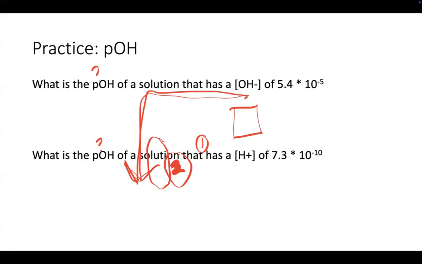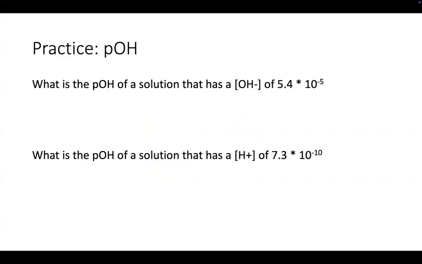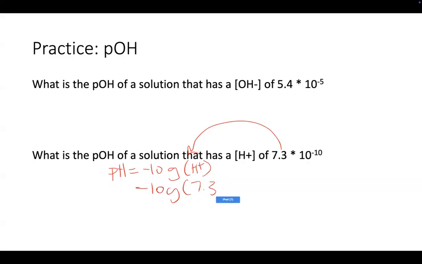All right, so now we got a mess here. Okay, so I'm going to find the pH equals negative log of the H plus concentration, which in our case is this. So the negative log of 7.3 times 10 to the negative 10th. All right, and I would plug this in my calculator.